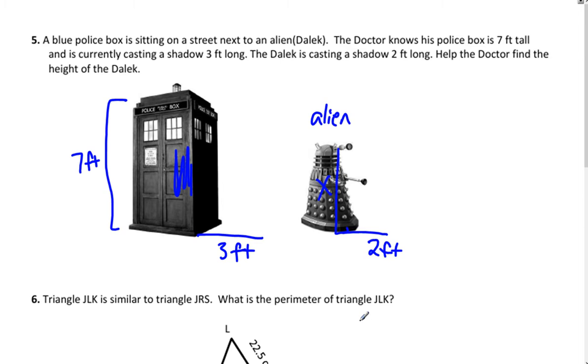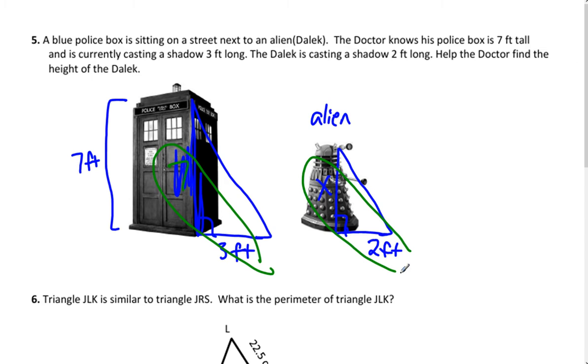Well, these are two similar triangles. Yes, they're both right triangles, but the right triangle thing doesn't really help me find x. What does help me find x is the fact that they're similar, because similar figures are proportional. I can set up a proportion to find a missing side of one of my figures.